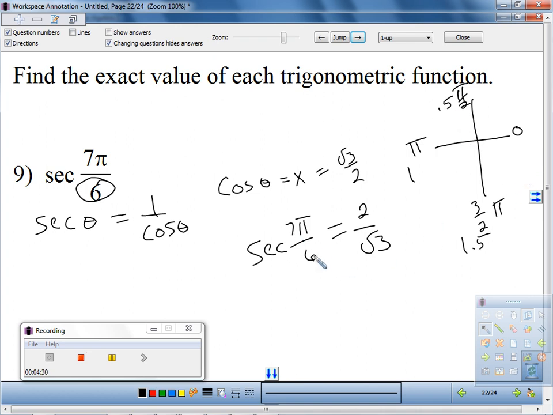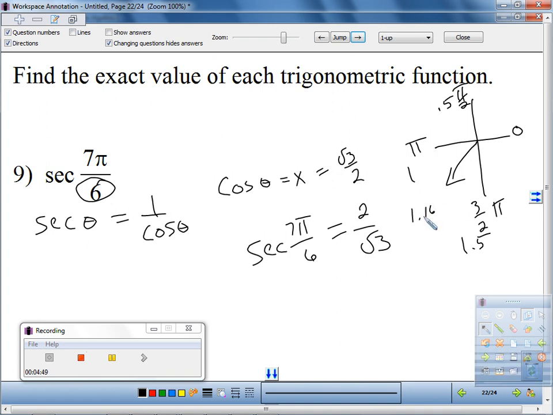Alright, 7 over 6. If I divide 7 by 6, I end up with 1.16. But the more important thing is it's in this quadrant. Okay, so the 1.16 is between 1 and 1.5.